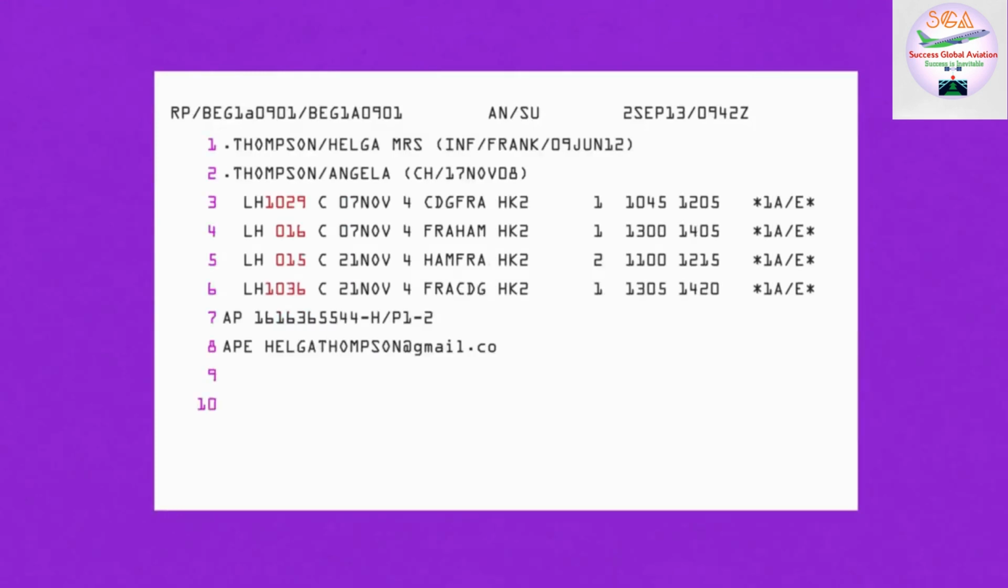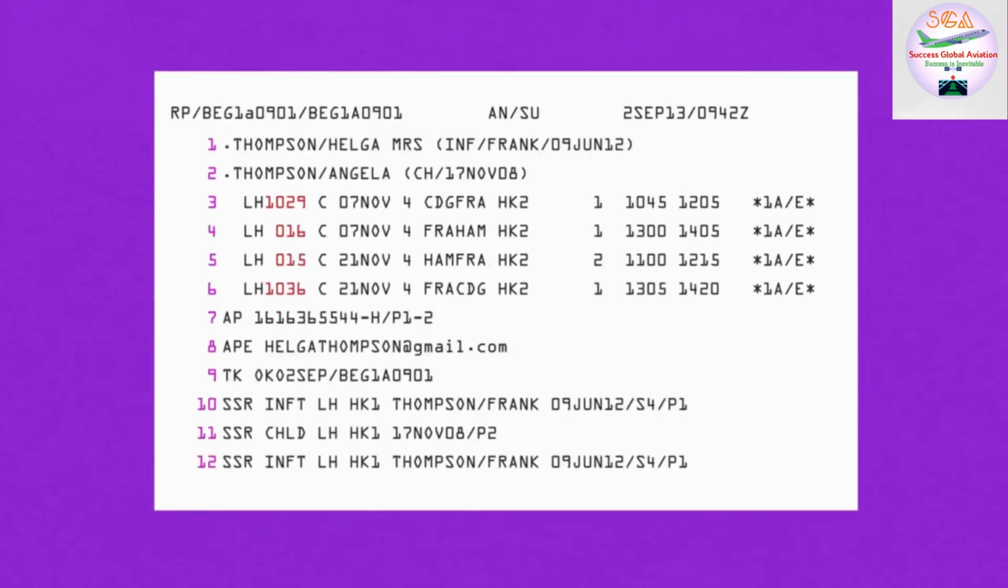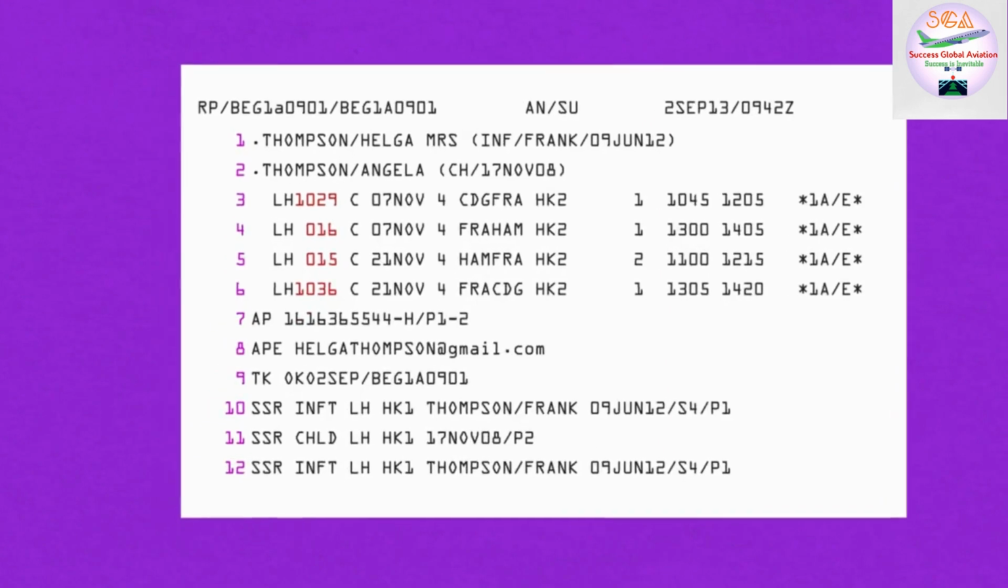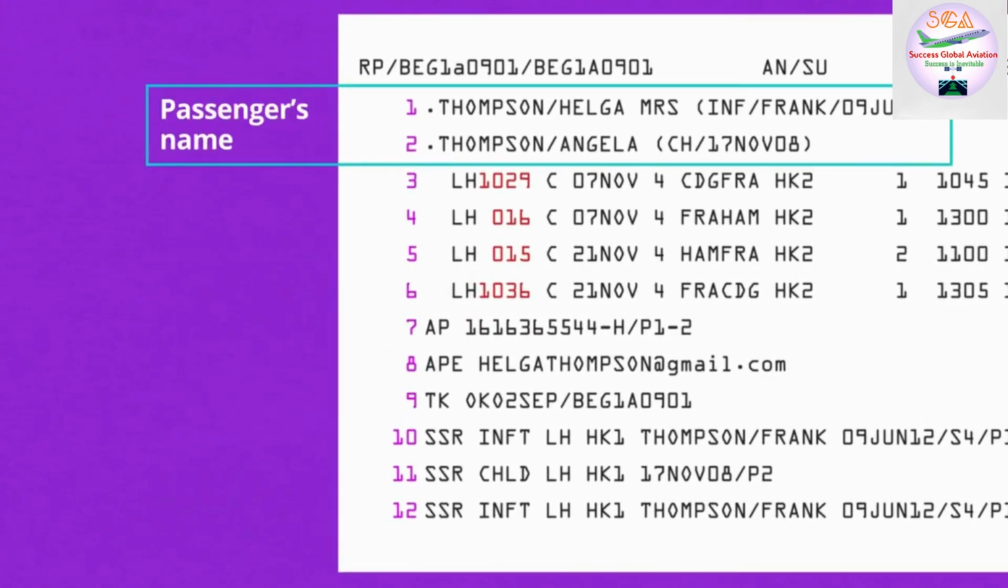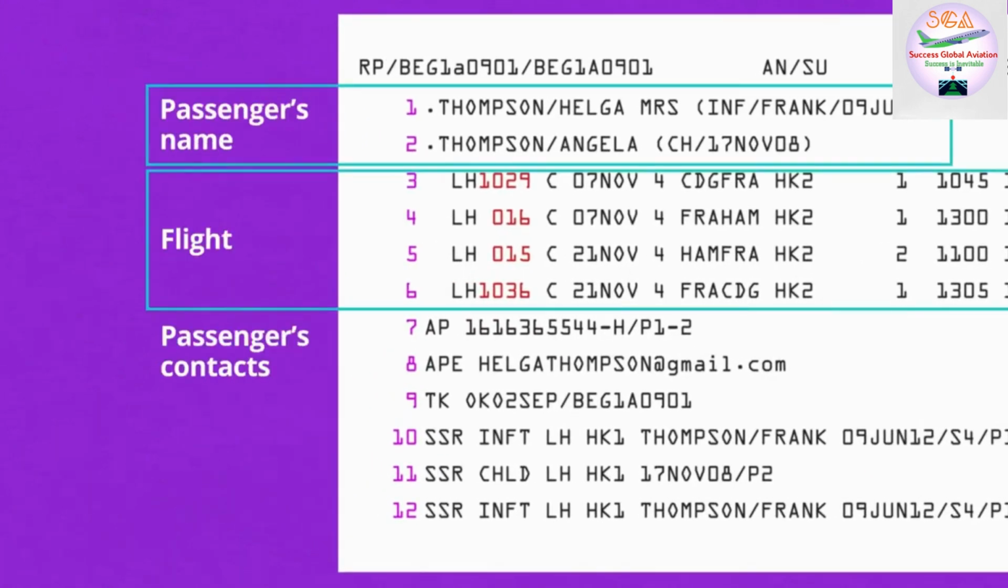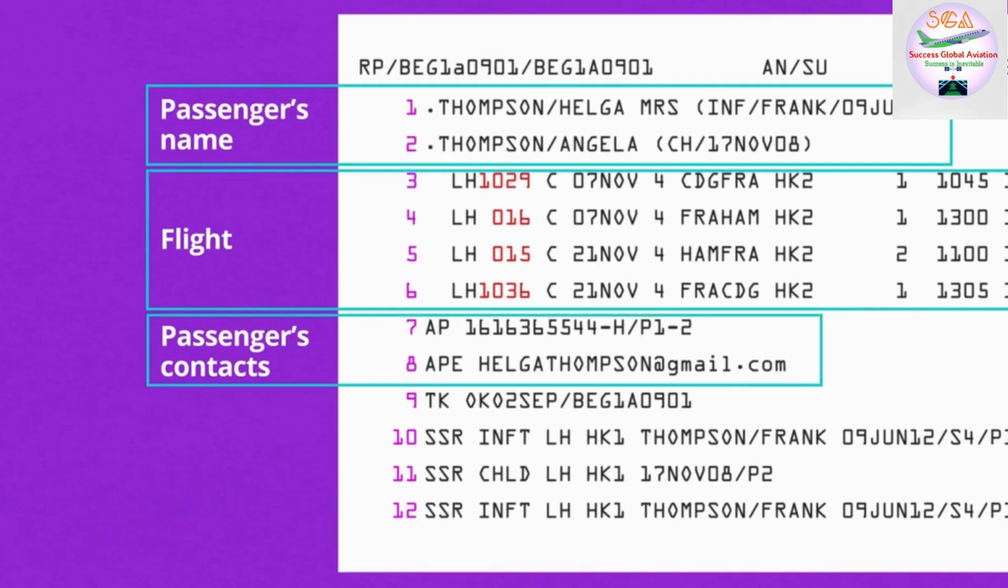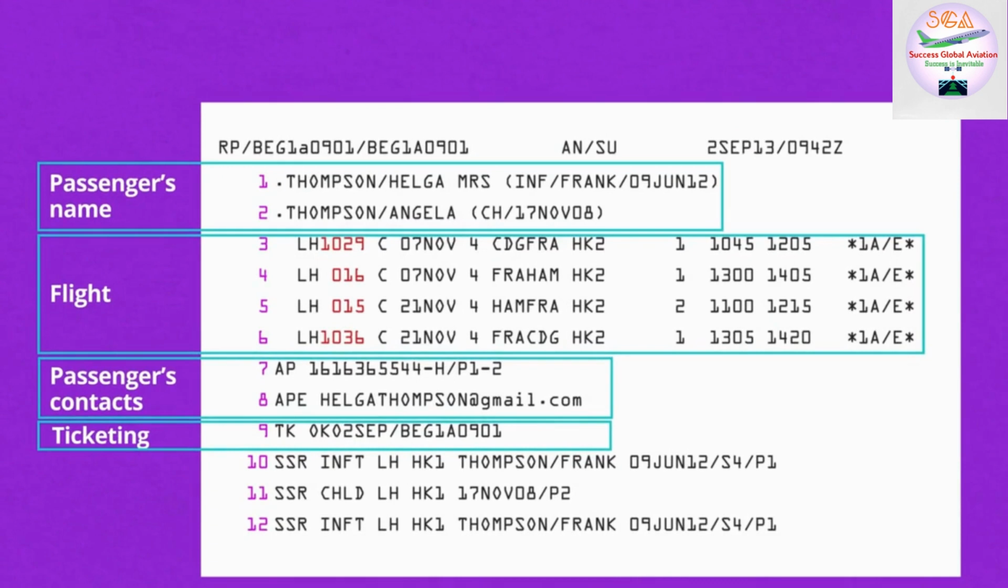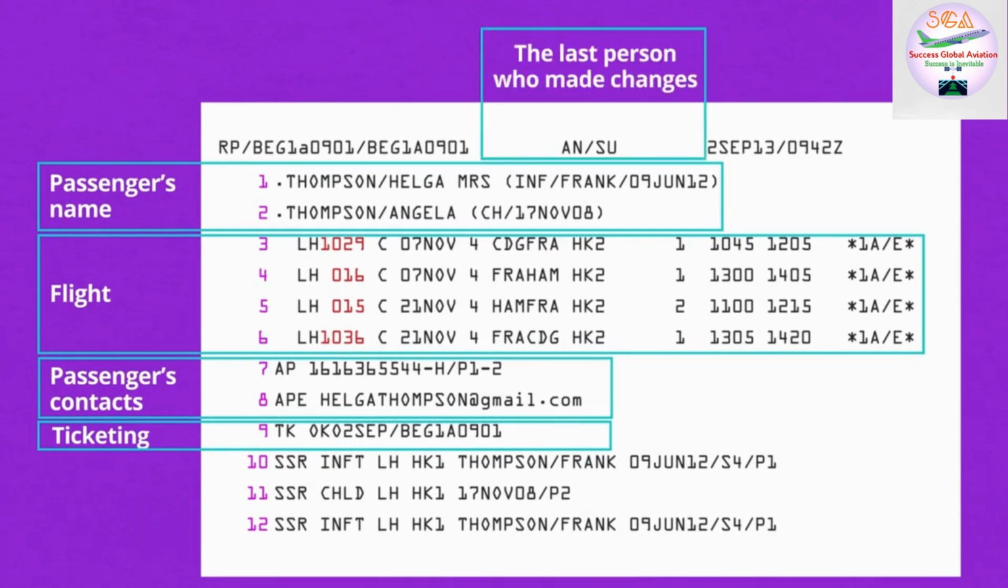Depending on the carrier, the record can contain up to 999 elements, but only 5 of them are mandatory: passenger's name, flight itinerary, passenger's contact info (phone, email), ticketing, the date the ticket will be issued, and the received from element, or the last person who made changes in the PNR. When the PNR is first created, in most cases it will be the passenger's name.